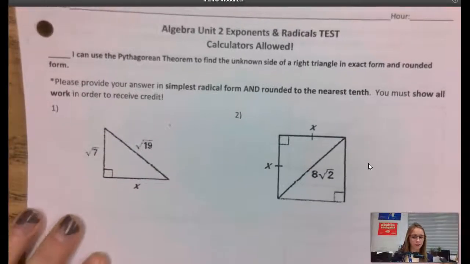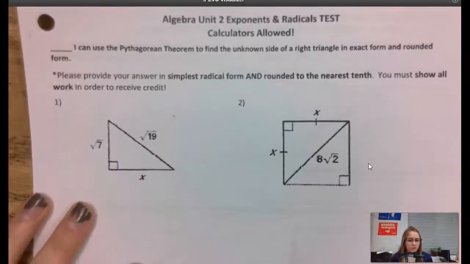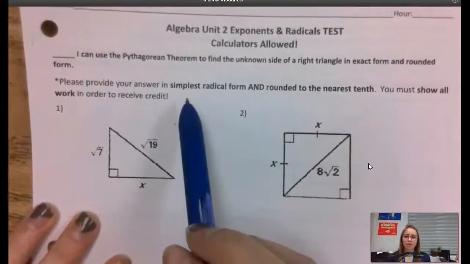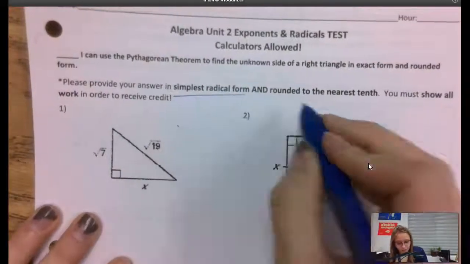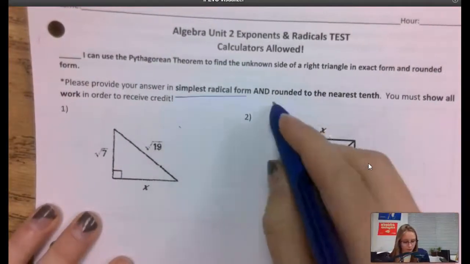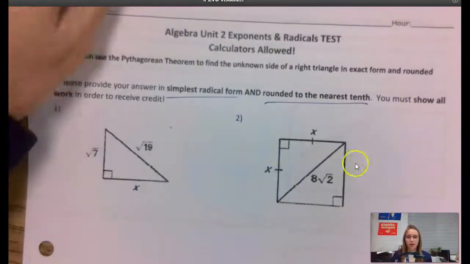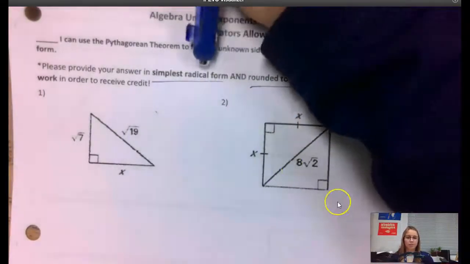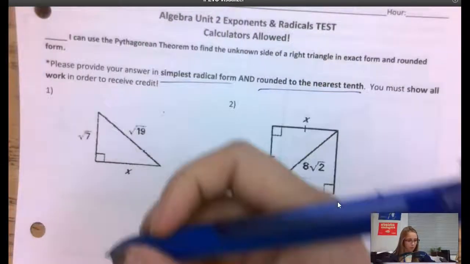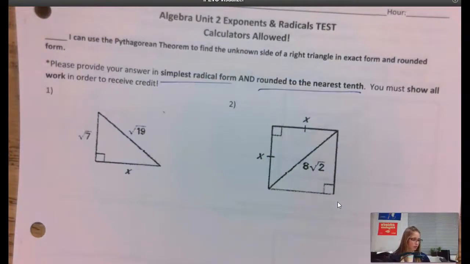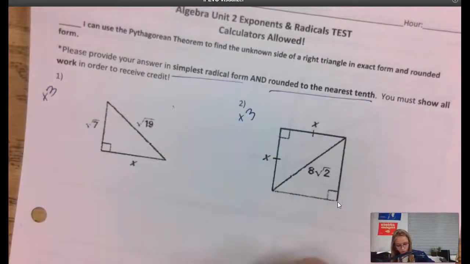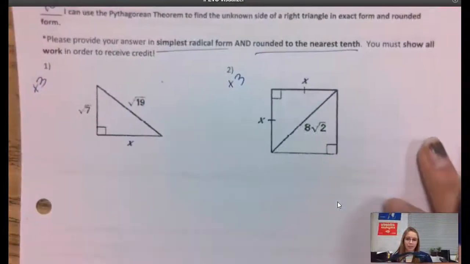Alright, so now I'm going to go over part 2. Also, make sure you read how they want the answer: in simplest radical form and rounded to the nearest tenth. And you have to show all your work. This problem was 3 points, and these both were 2, to give us a grand total of 10.